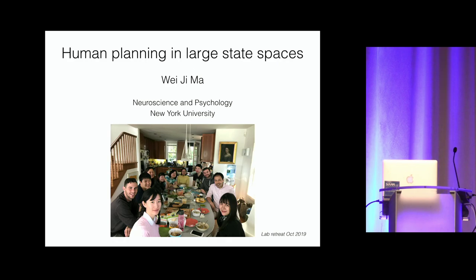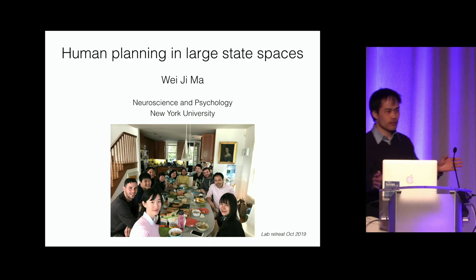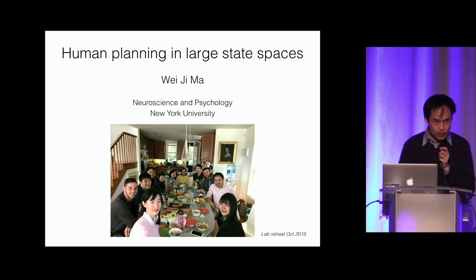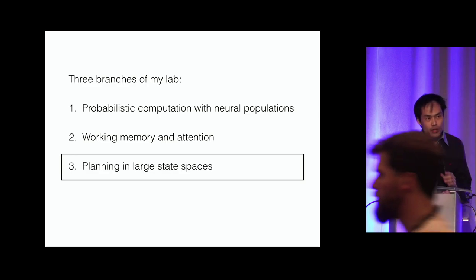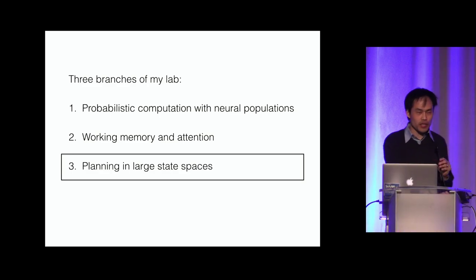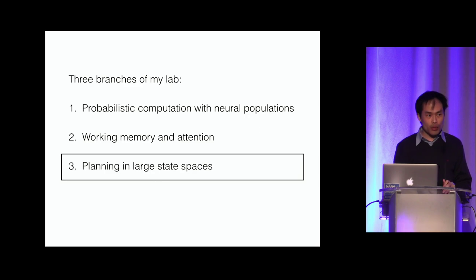Our next speaker is Wei Ji Ma, and he's going to tell us about human planning in large state spaces. Thank you very much. I thought I'd start with a brief introduction of my lab. My lab works broadly in three areas: probabilistic computation with neural populations, working memory and attention, and the third one is planning in large state spaces, and I'm going to focus on that third direction.